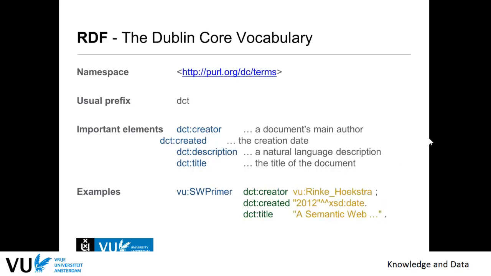Similarly, the Dublin Core vocabulary is practically standard for describing data about documents and about books and creations. So you have a creator predicate, you have a created predicate, which gives a date, you have a description, which is a natural language description, and a description like the title. So here's the example of the semantic web primer. It has been created by Rinke on a certain date, and it has a certain title where the date is a literal, and also the title is a literal, namely a string in this case.